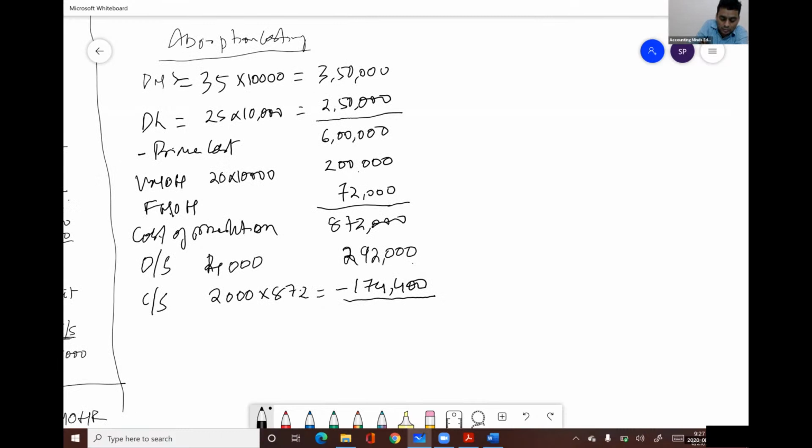Cost of goods sold. How much is the cost of goods sold? 9,89,600. All of you with me on this? Guys, all of you with me on this? Yes, sir. Nitya? Yes. Manisha? Yes, sir. Right.